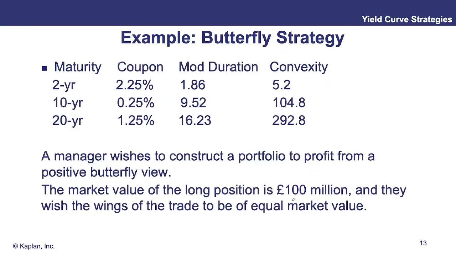Let's have a look at an example to wrap up this section. So unsurprisingly, with the butterfly spread example, we've got three maturities. It's unsurprising because we're going to need two, a short one and a long one for the wings and an intermediate one for the body. Now, all of the data is right there. You've got a manager here wishing to construct a portfolio to profit from a positive butterfly view. Now, rather than me just say what I've just said again, probably best you think, can you get the process? It's all about the process, isn't it? Not the outcome. You don't learn all these outcomes.